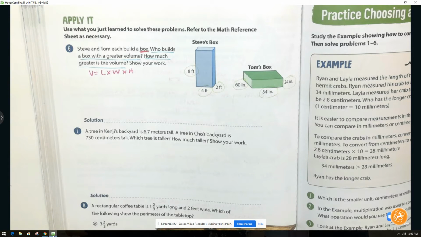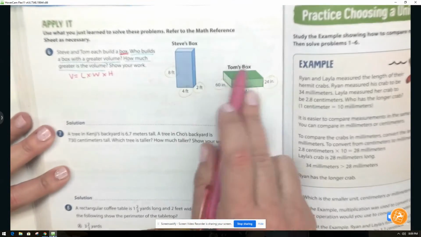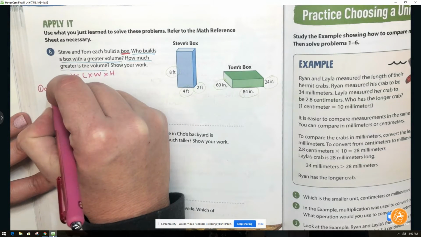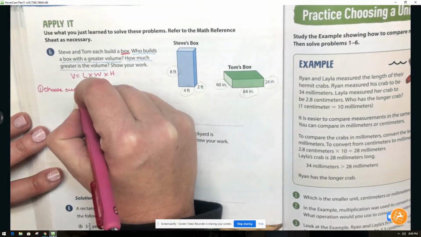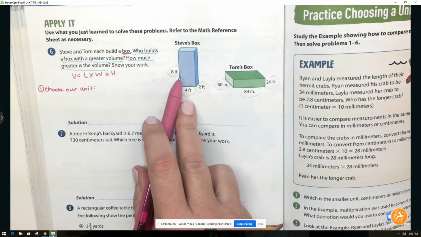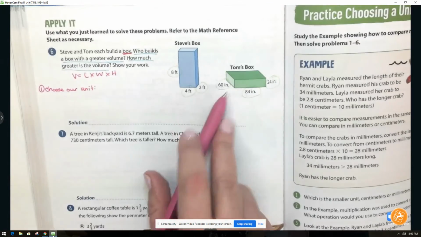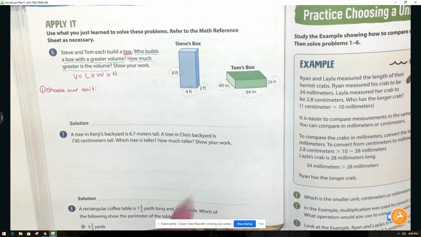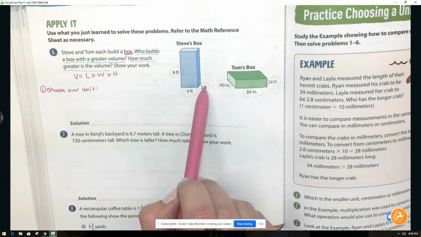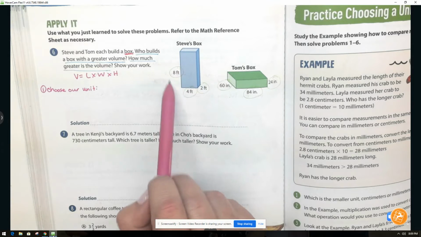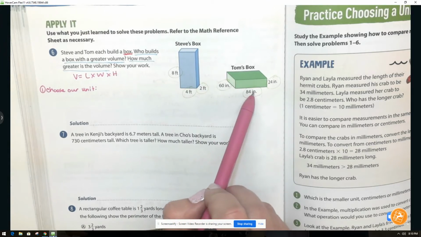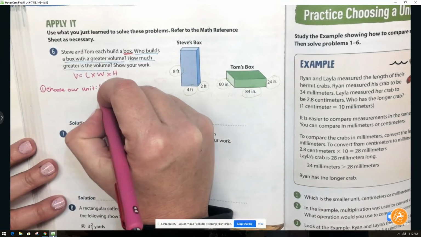Now, we know this box is measured in feet and this box is measured in inches. So the first thing we need to do is choose our unit. Do we want to convert these feet into inches or these inches into feet? I would prefer to convert these inches into feet. The reason why is that when you multiply length times width times height, it's a lot easier to multiply these smaller numbers than these larger numbers. So that's why I want to do my answer in feet.